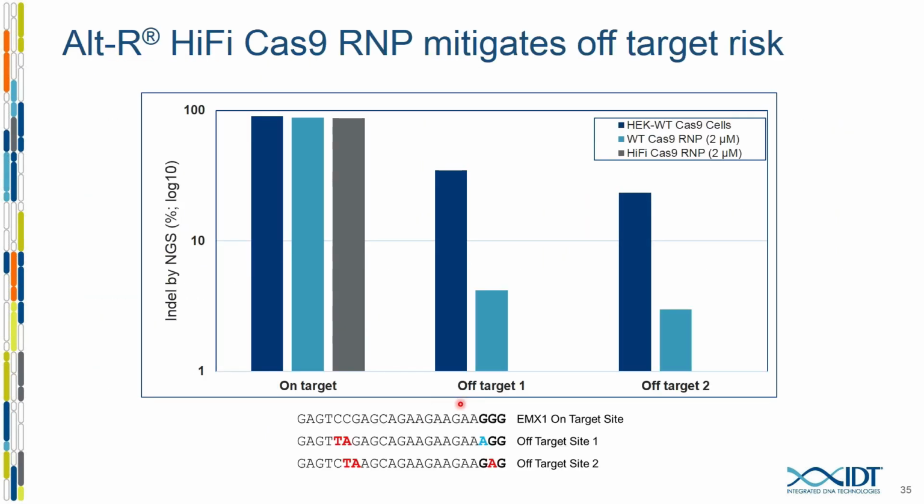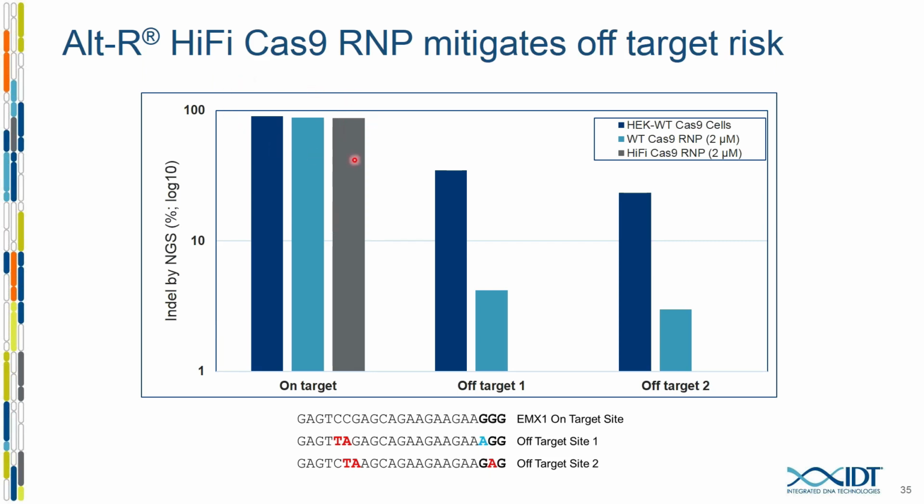And I think that this experiment sort of pulls everything together. This is, again, an editing experiment with EMX1. What you're looking at here is, again, a log scale graph, looking at the on-target site, the top off-target site, as well as the second most frequently edited off-target site. And you're looking in dark blue at the wild-type Cas9 produced in a stable cell line, where you expect off-target editing to be high. You're looking at wild-type Cas9 delivered as a 2 micromolar RNP, and then our Hi-Fi protein.